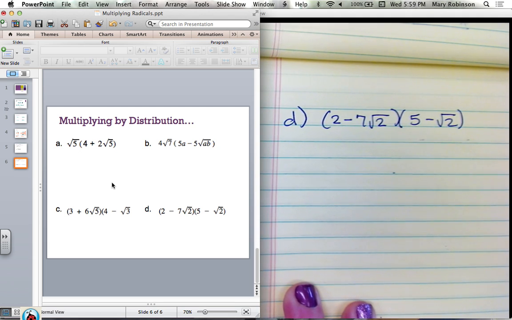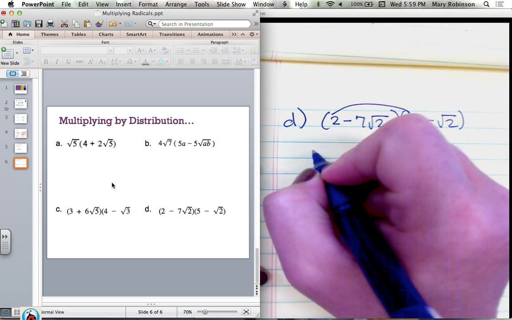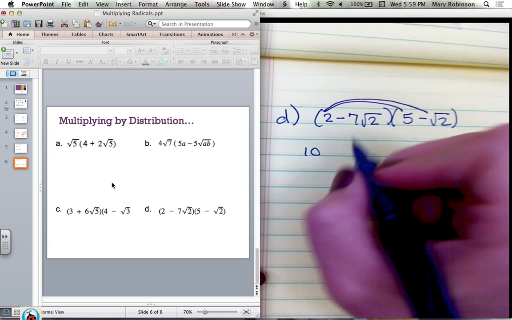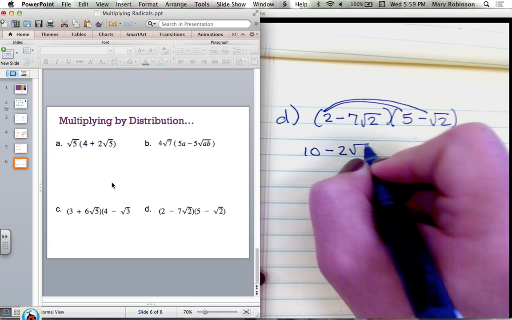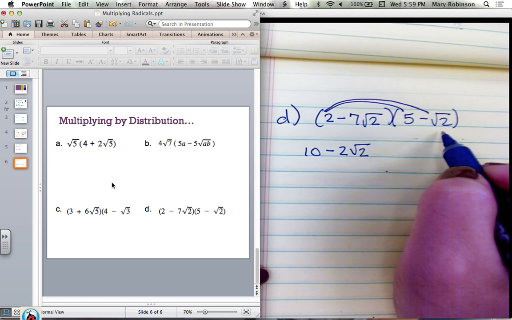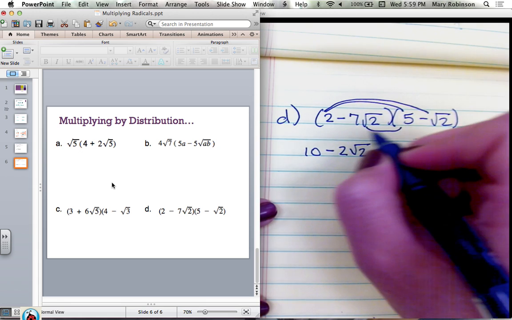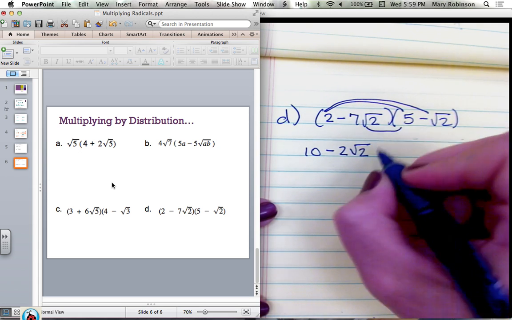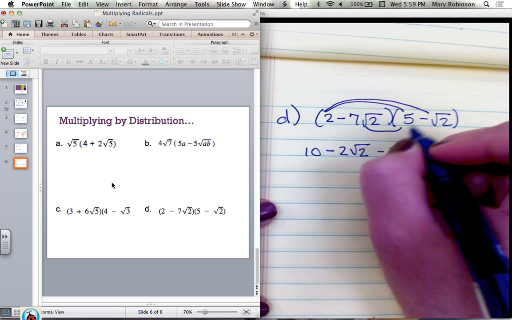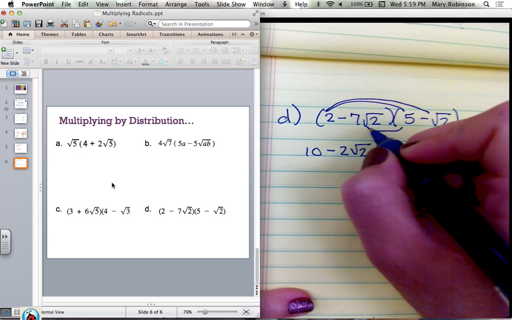Again, I'm going to employ the same process. So 2 times 5 is 10. 2 times negative square root of 2 is negative 2 square roots of 2. Remember, one's not in a radical, that one is in a radical. Now I can distribute these two terms. So negative 7 times 5 is negative 35 square roots of 2. There's no radical to multiply my square root of 2 with. So I just write it down.